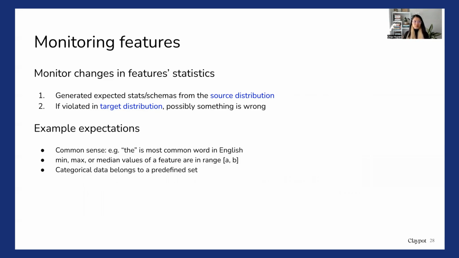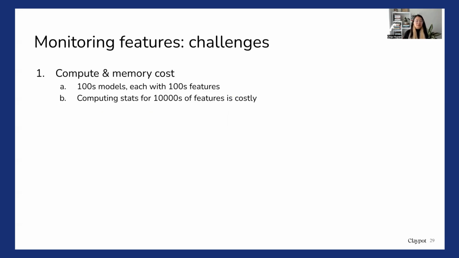This kind of monitoring is very inconclusive. If the mean and variance are different, then we may say there has been a shift. But if they are still the same, it's not definite that there is no shift, because there might still be a shift, but the statistics or expectations or schemas that we computed are not sufficient to detect it. And there are other problems with monitoring features.